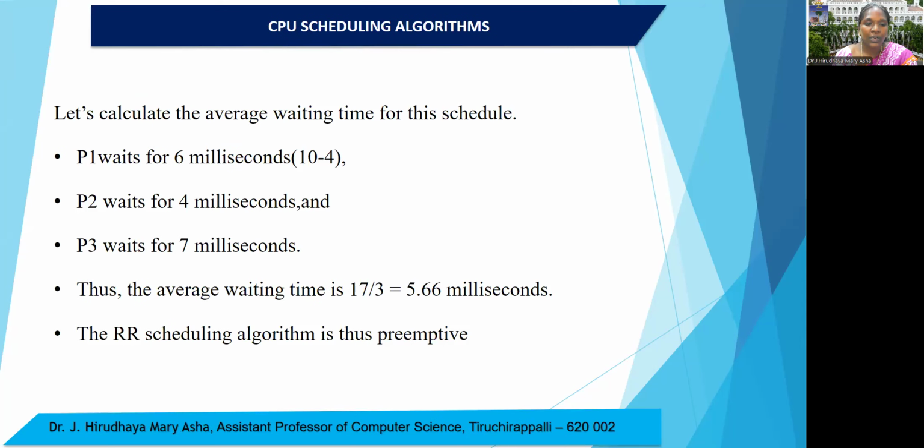Here, the average is calculated as 10 minus 4. That means 6 milliseconds for P1, 4 milliseconds for P2, and 7 milliseconds for P3. Thus, the average waiting time is 17 divided by 3, which is 5.66 milliseconds. This RR scheduling algorithm works on a preemptive scheduling basis. That means it may be interrupted based on the time interrupt.